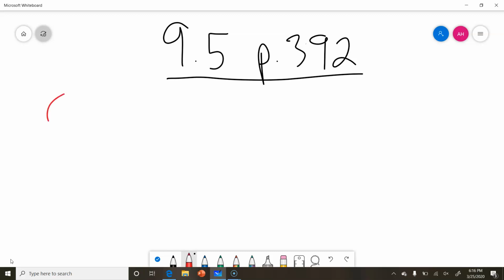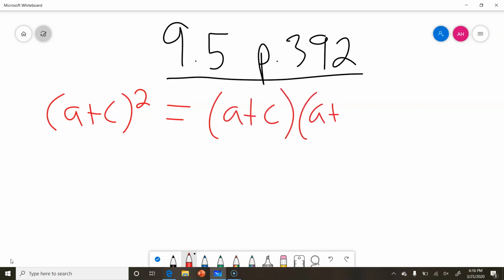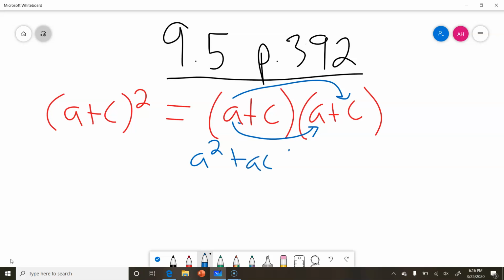So it'll be something like this, a plus c squared. Now we can do this using the FOIL method like we've done in the last two lessons. So this can look like this right here. You take a plus c times a plus c. You do these multiplications here. You get a squared. You do a times c and you get ac. You get c times a, which again is ac, and then you get c times c, which is c squared.